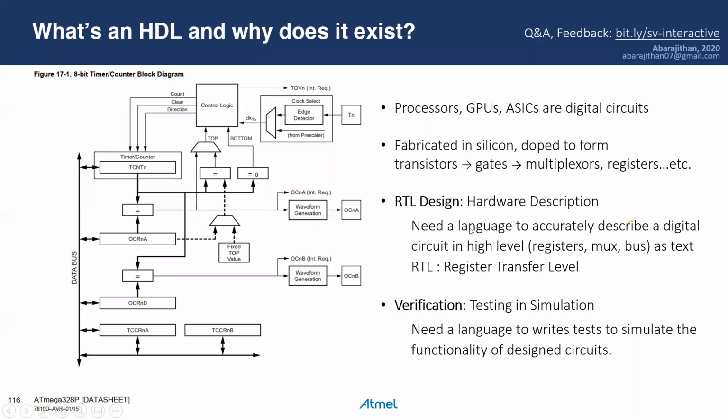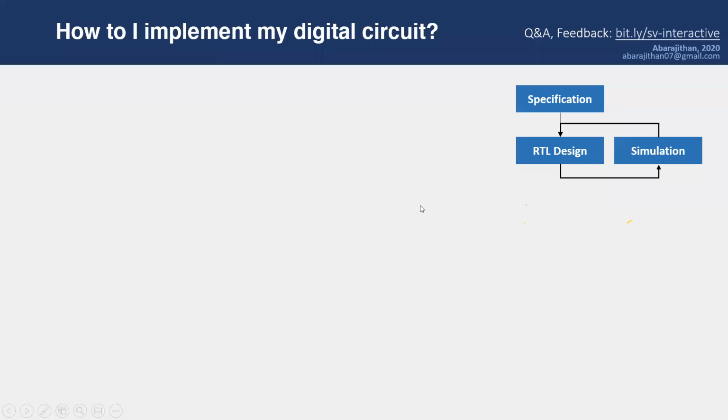Say you come up with a digital circuit and you design it. How are you going to implement it? First, we take the specification from the customer or from somebody, and we create a design, and then we do simulation, change the design and simulate it again. We keep doing it until the whole thing is correct, until we verify it. Throughout these sessions, I will be focusing only on these two things, RTL design and simulation, nothing else.